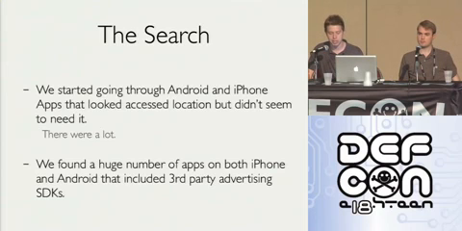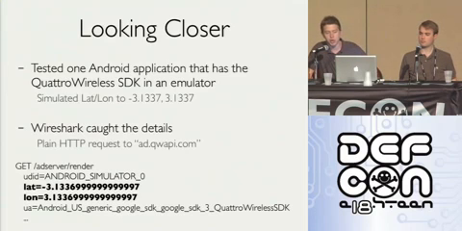So we dug in a little bit deeper, and here's what we saw. One SDK in particular, Quattro Wireless. In the Android emulator, you can simulate the lat/long. So of course, 3.1337 is where we are. I think it's somewhere in the middle of the ocean. And we Wiresharked it. And look what we found. We found an ad request to the Quattro Wireless ad server, and we have a poorly rounded version of our latitude and longitude sent over to the server. Oh yeah, and it's plain text HTTP. Even better. Yay.